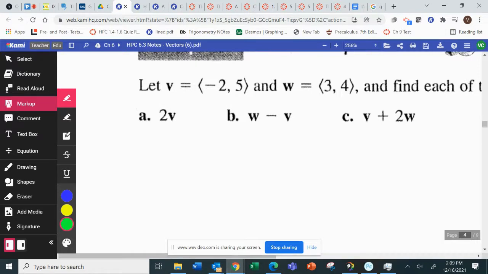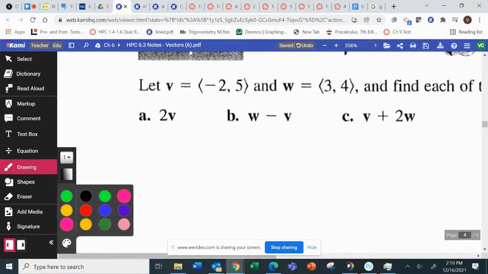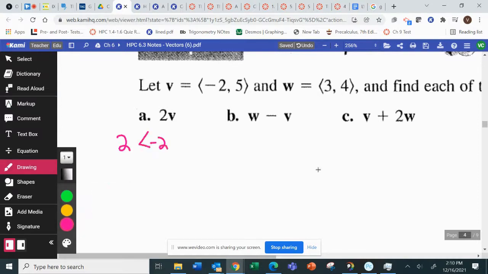So 2v. So I've got a vector in component form. I don't have its endpoints, so it doesn't matter where it is. I've got vector v that says negative 2, 5. That means from start to finish, we go left 2, up 5. I don't care where the start is. Okay, so we're going to do twice that. We'll do 2 times negative 2, 5. So you get negative 4, 10.